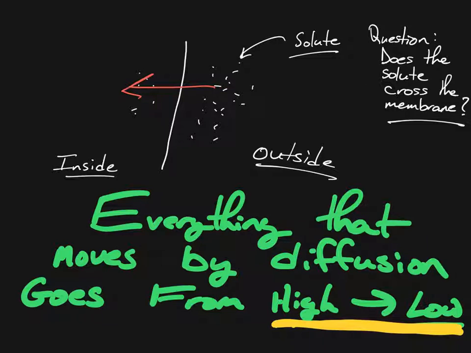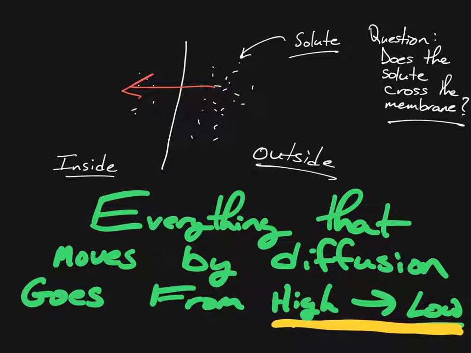It only crosses if it's selected. It depends. If it's non-polar and small, it'll cross almost always. Small and non-polar moves across the membrane easily without any help.